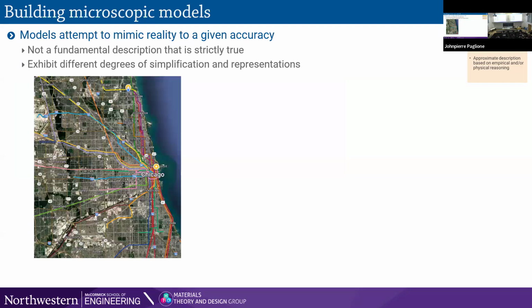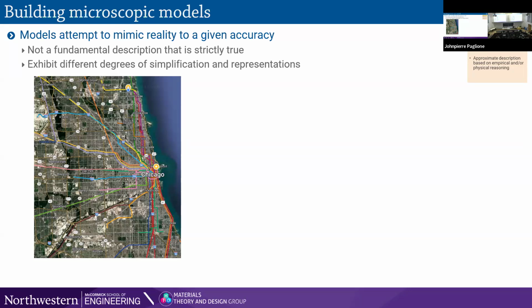And a good example here is a map from Google Maps. So this is a satellite image. This is the city of Chicago, this is the metropolitan area, and this is Lake Michigan. And what I put on top of that map is the transit routes. And this is reality. This is an image from space. This is what this looks like.